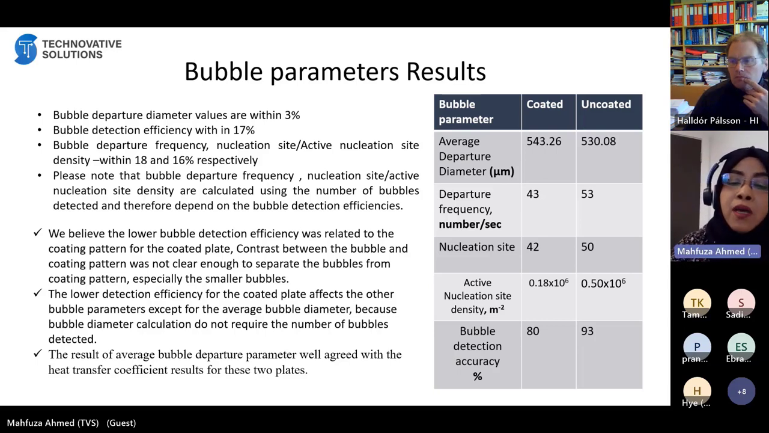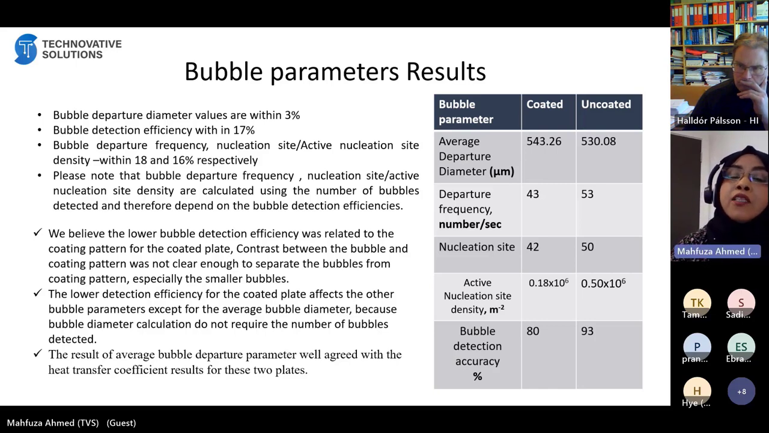And while I was showing the video for the coated plate, we mentioned and saw that the contrast between the bubbles and the rest of the image was absent. It was really very difficult to distinguish the smaller bubbles. So we now believe that the lower detection in the coated plate is to do with the coating pattern, and thus it impacted these results as well, because these three results also use the number of bubble detections.